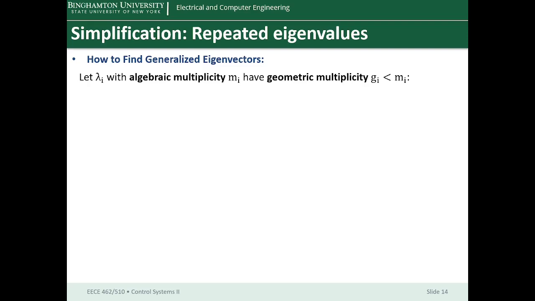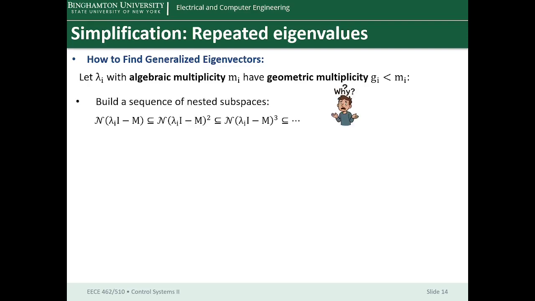So how can we determine this? Let's think about the process step by step. We start from the basic matrix, (λᵢI − M). First, we look at the null space, which gives us the true eigenvectors. Then we square the matrix and check the null space again. Then we take the cube, and so on. Each time we raise the power by 1 and look at how the null space grows. As we raise the power of the matrix, we will see that the dimension of the null space grows. And here is the key fact.